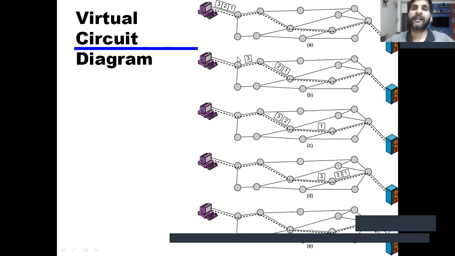So the virtual circuit diagram is like that. If the sender wants to send information to the receiver, first the sender and receiver establish the connection. After the connection is established, the packets travel in the form of a stream from source to destination and are received. This is the virtual circuit approach, and it is different from the datagram approach.